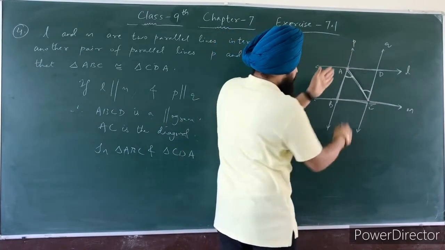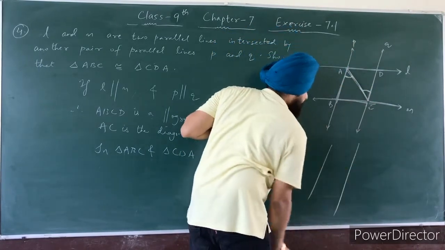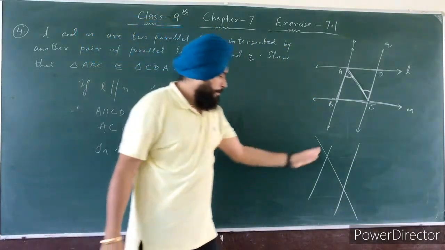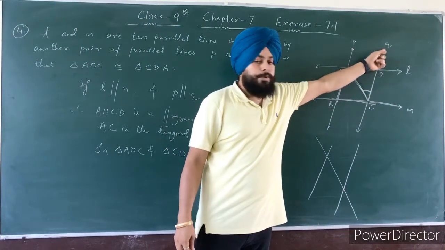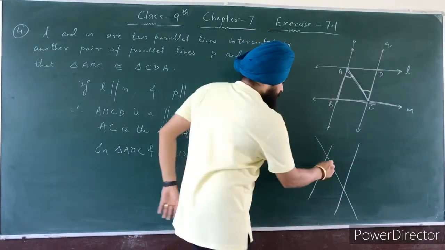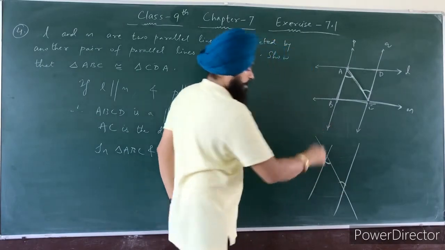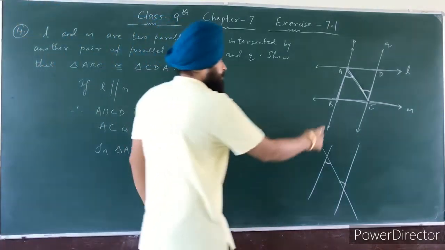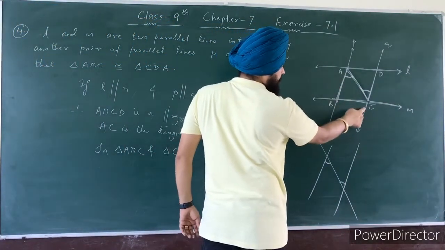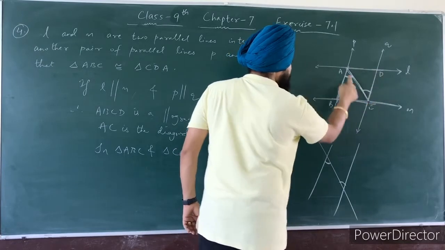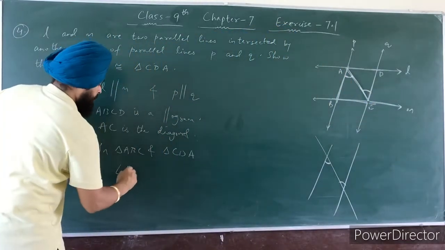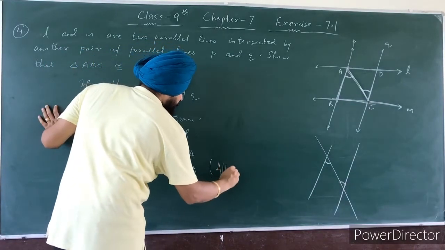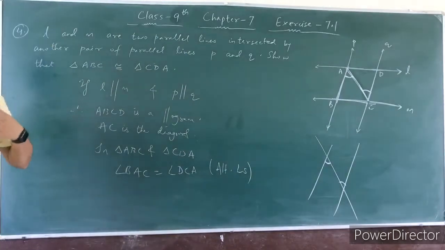Check whether both lines are parallel. If these lines are parallel, then this is what? This is the transversal. So P is parallel to Q, and this is the transversal. Then this angle is equal to this. So the reason is a pair of alternate angles. Angle BAC is equal to angle BCA. The reason is alternate angles are equal.